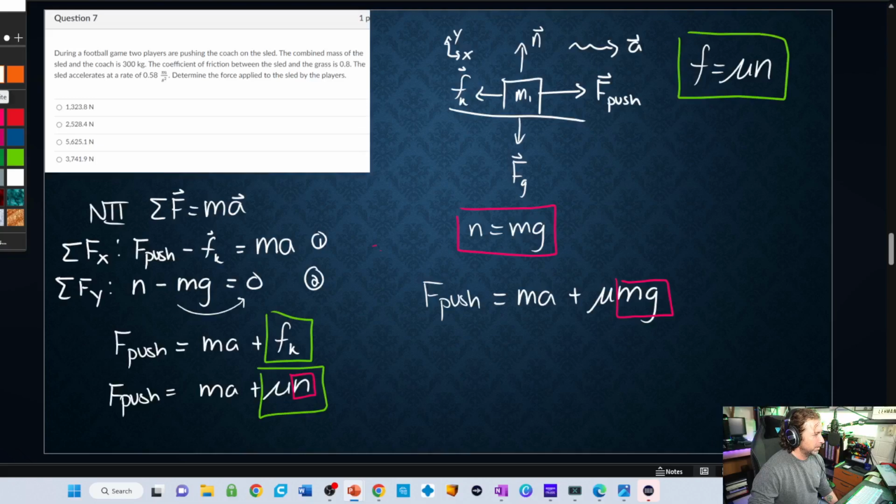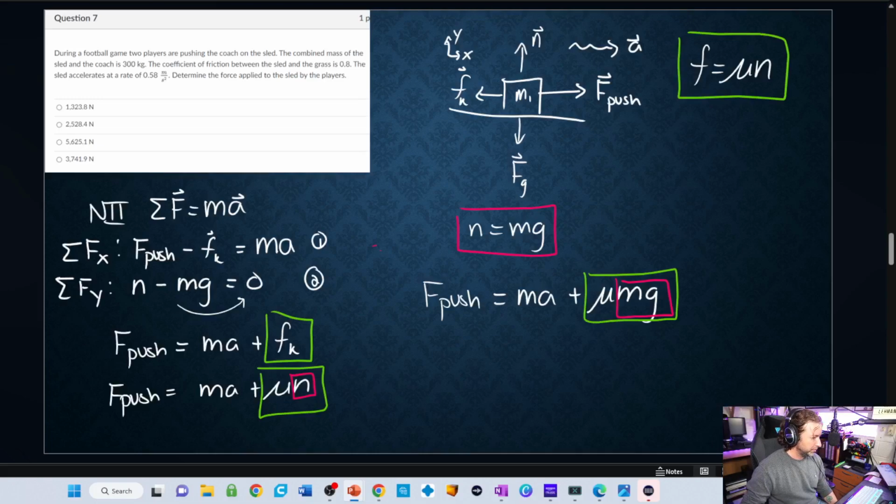And here is my force of friction. Okay. So now we get F push equals ma plus mu mg. If you wanted to, we can simplify this a little bit. You'll get the same answer. You don't have to, it's just always good practice to simplify your equation. So all I did was factor out an m, right? So if I distributed that, I would get the other equation back.